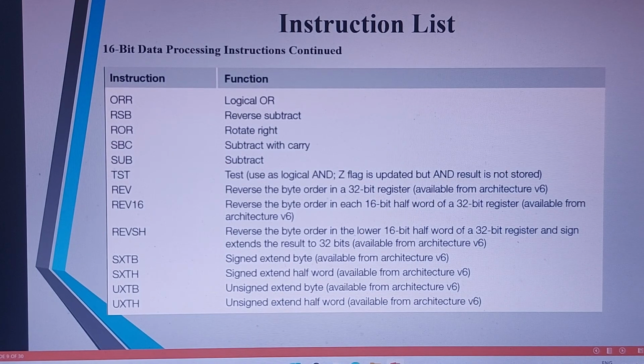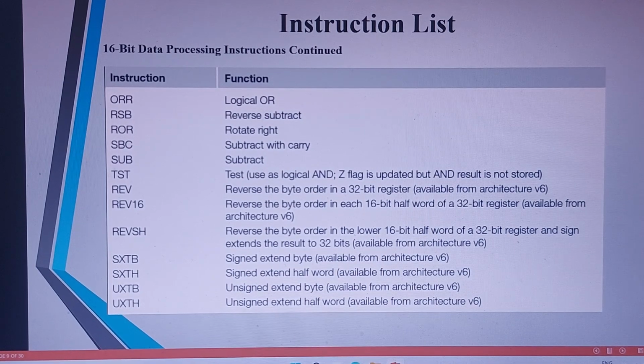Then the next instruction is unsigned extend byte, again available from V6. And the next one is unsigned extend half word, again from the V6 version. As the explanation says, it is extending an unsigned value, whatever the value is in the MSB, that is a sign bit. If it is an unsigned value, then the higher bits will be padded with 0.